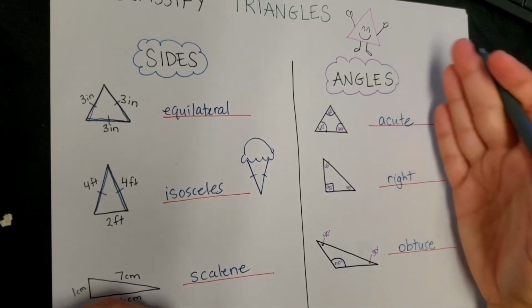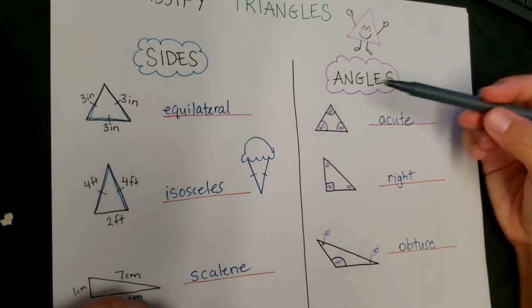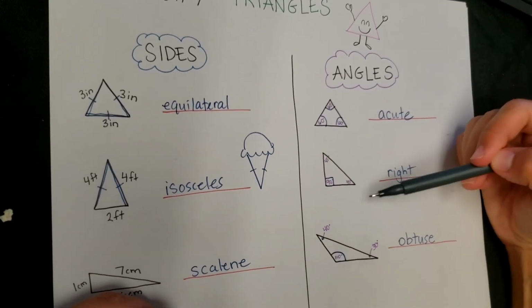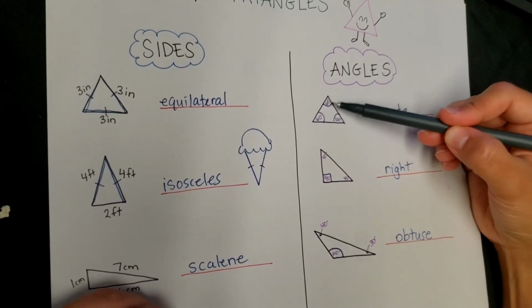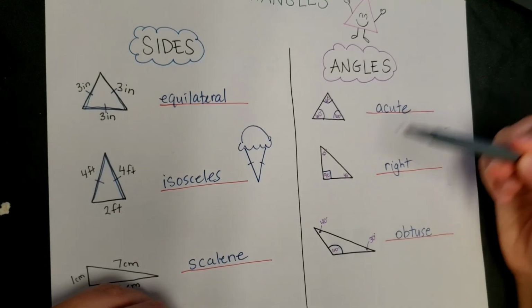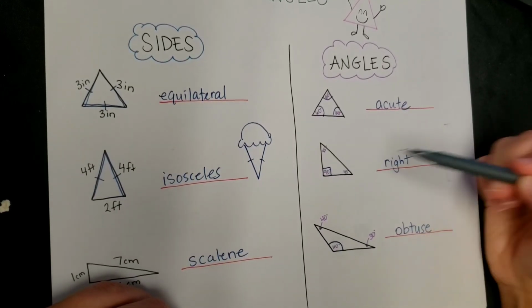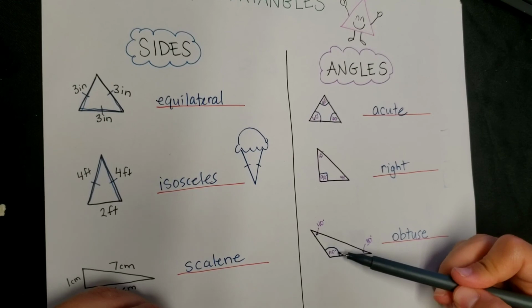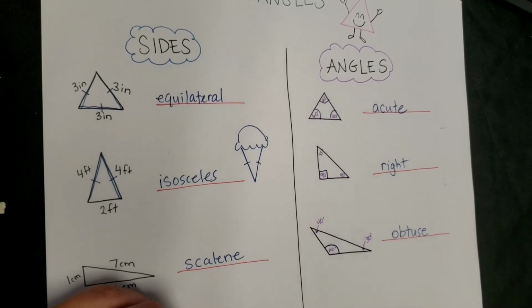So when we classify based on angles, you're only looking at the measurement of each angle inside of the triangle. If all angles are acute, it's called an acute triangle. If 1 angle is a right angle, it's called a right triangle. If 1 angle is obtuse, it's called obtuse.